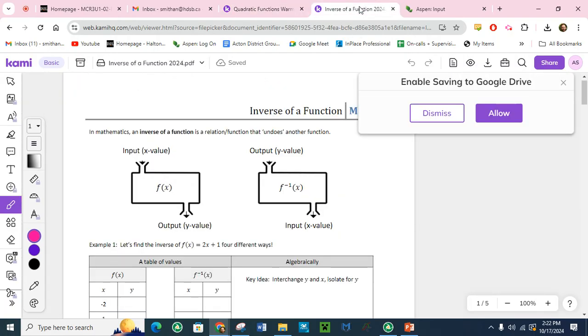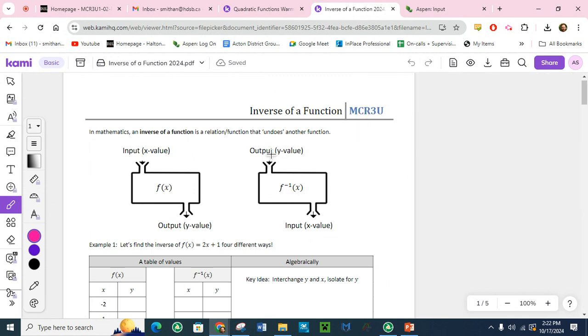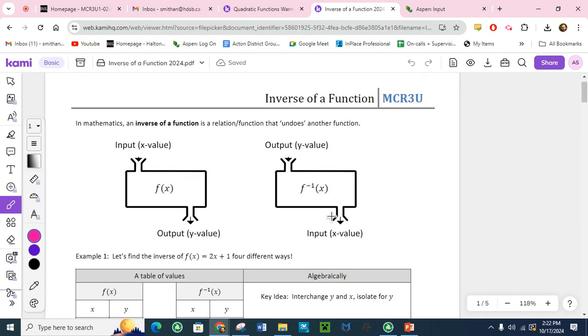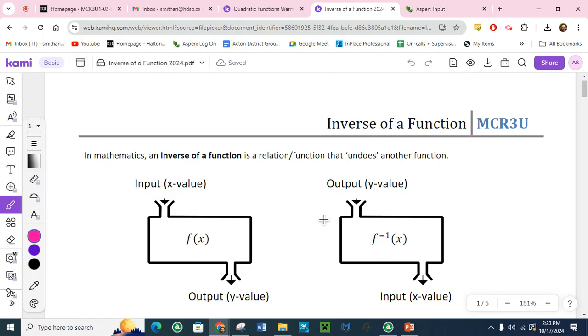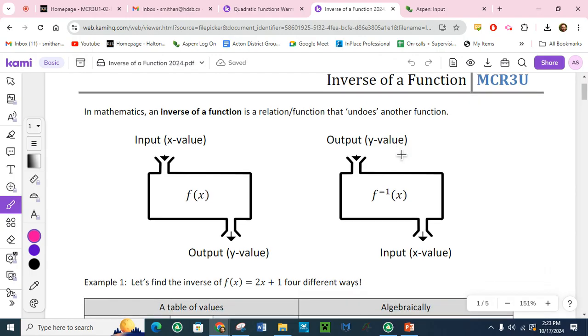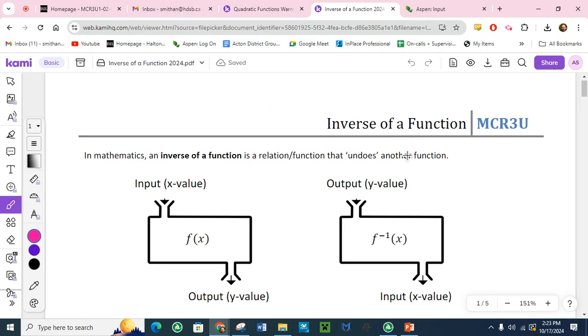All right, everybody. So the 3U people, this is not grade 10 review stuff. Today, just like normal, this is where we're extending and covering the material that's in the 3U course and not the 3M course. And today's lesson is about the inverse of a function. So I've got a little visual here that shows you guys what the inverse of a function represents. So it's a relation or function that undoes another function.